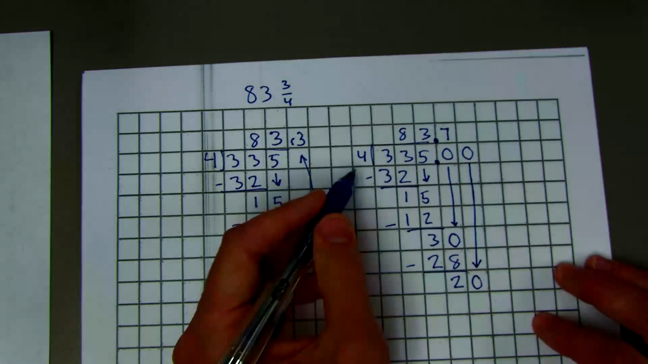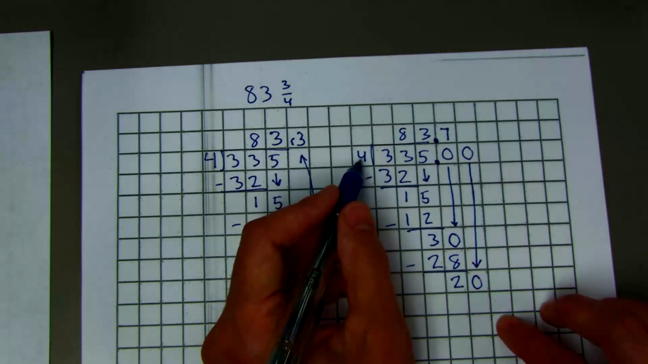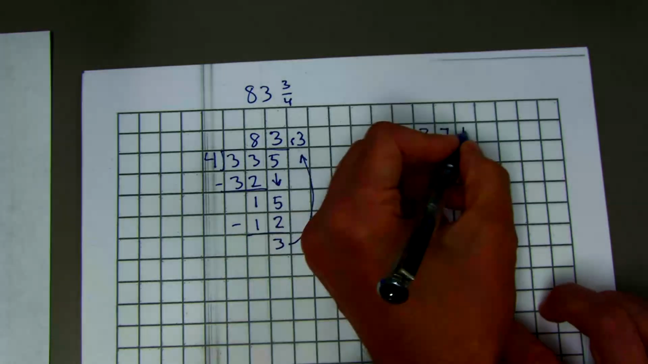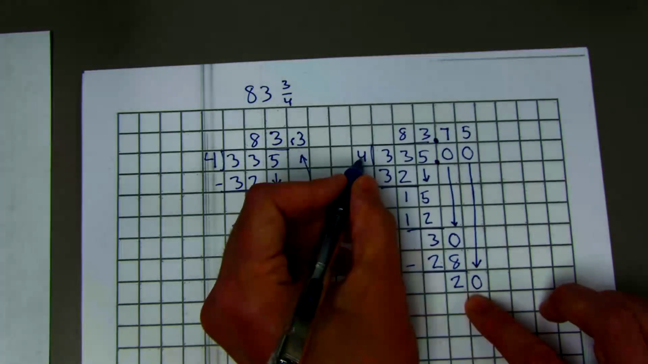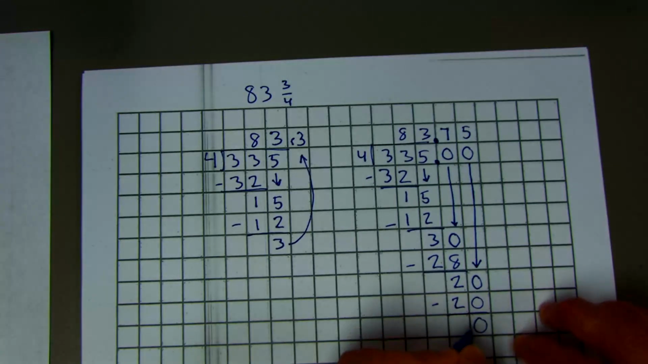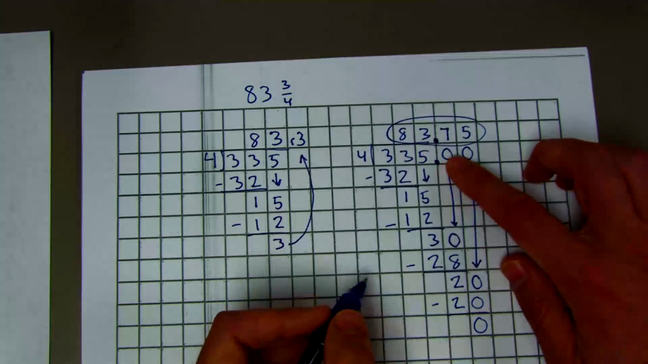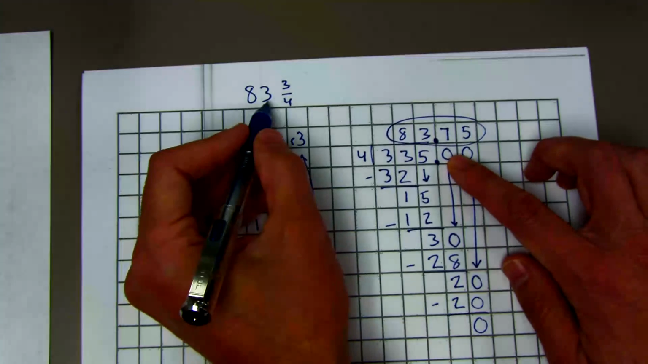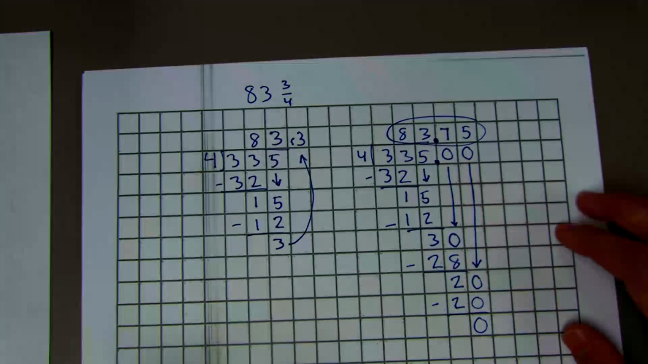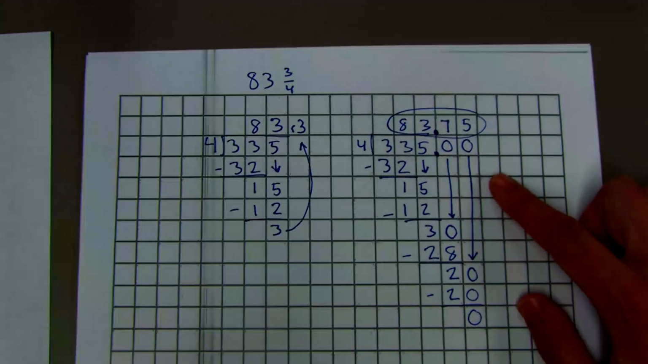All right, now, how many 4s go into 20? Here we go. I can get exactly 5 4s in 20. So I get right to 20, and I finally have none left to divide. So now my quotient is 83 and 75 hundredths, which is the same thing as 83 and 3/4. That's our first example. We're going to do 2 more.